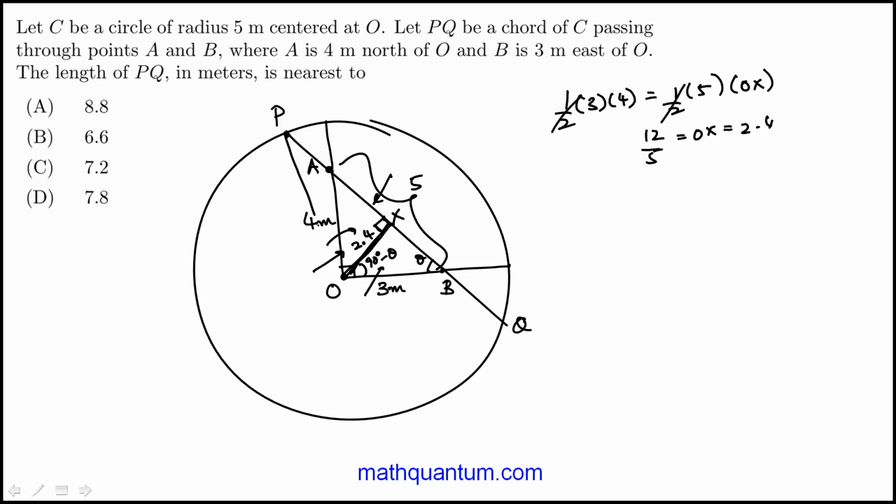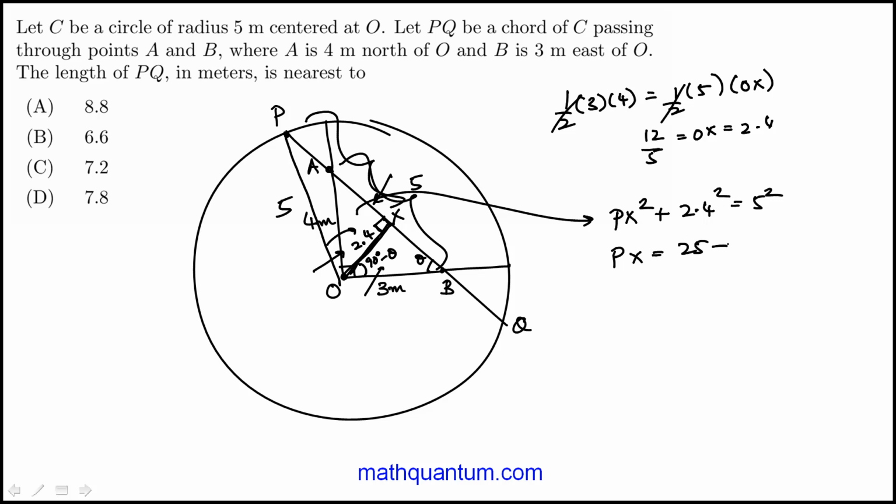And if I connect these two, that's 5. And I can figure out PX. This is our right triangle. So PX squared plus 2.4 squared is equal to 5 squared. So PX is, let me just use the calculator here, 25 minus 2.4 squared, which is 5.76. I get 19.24.